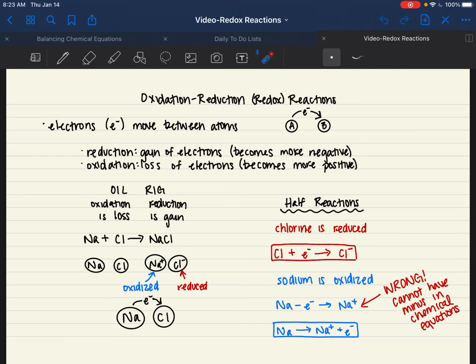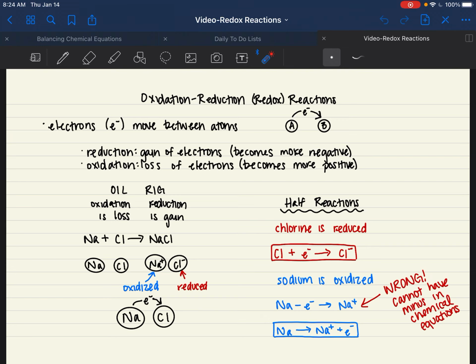We can write these out using half reactions. I'll go ahead and show you the reduced one first. So we say that chlorine was reduced because it accepted that electron. So the way we write that out is we have a neutral chlorine, we add an electron, and it becomes chlorine minus. So notice if we had added 2 electrons, for example, we would have had a coefficient in front of that electron showing 2. But in this case, we're just accepting 1 electron to become a -1.